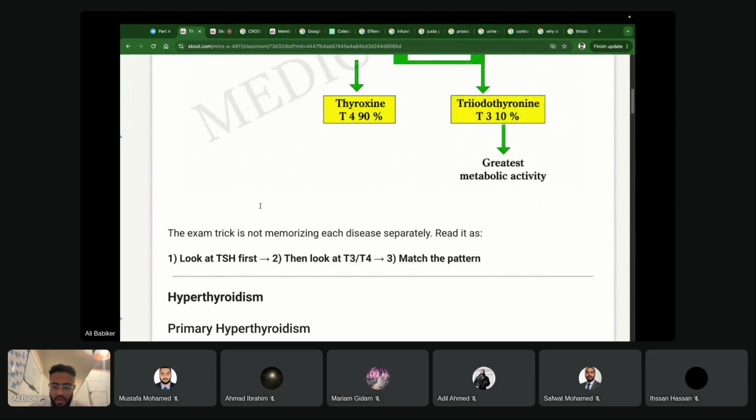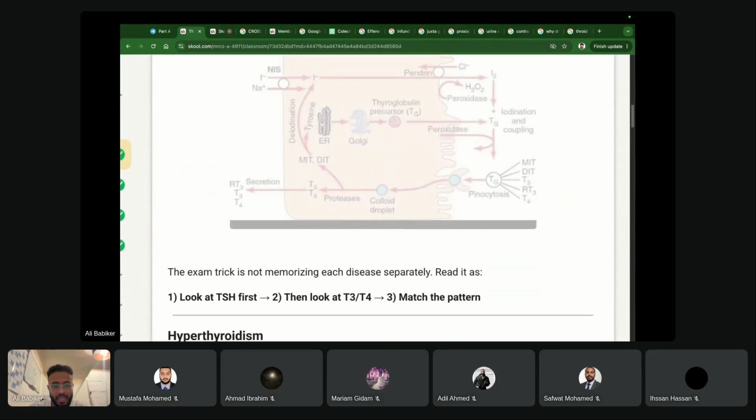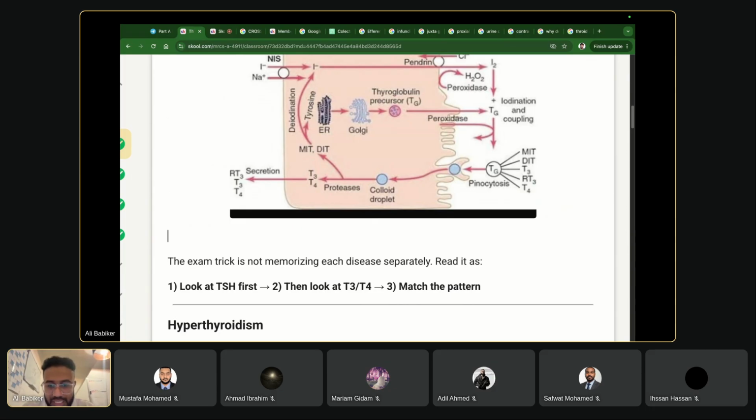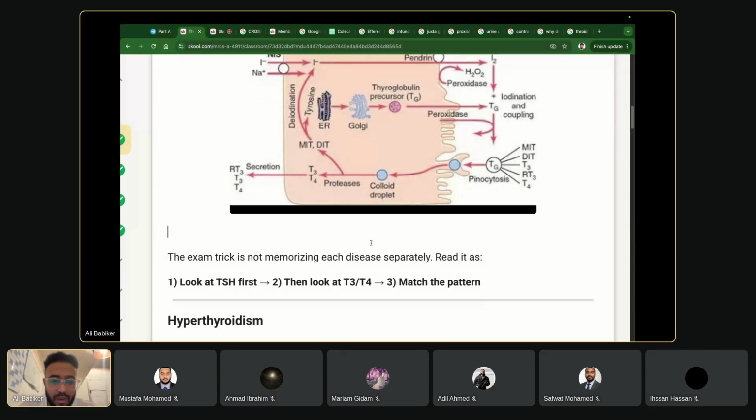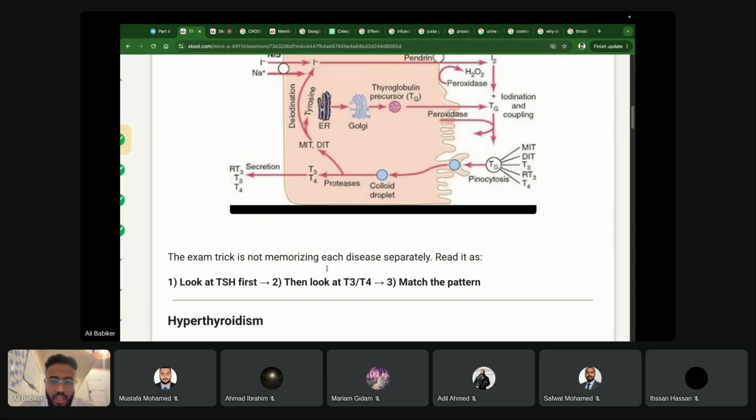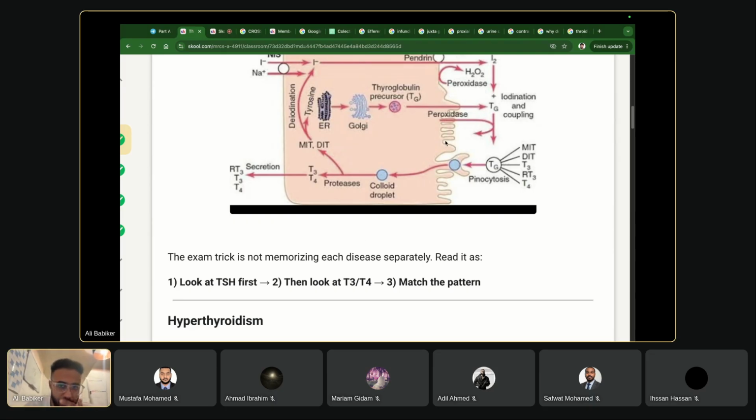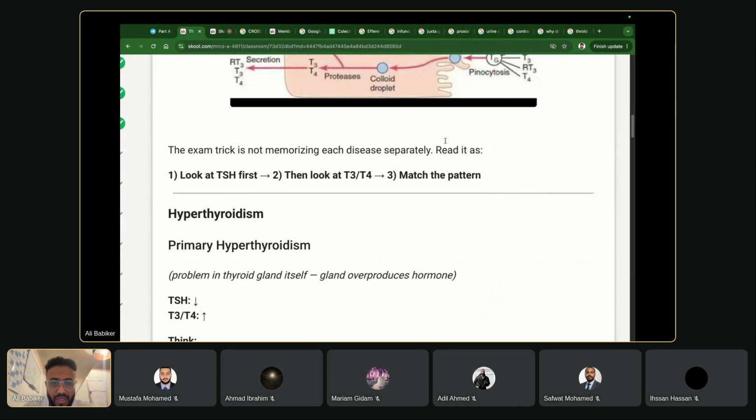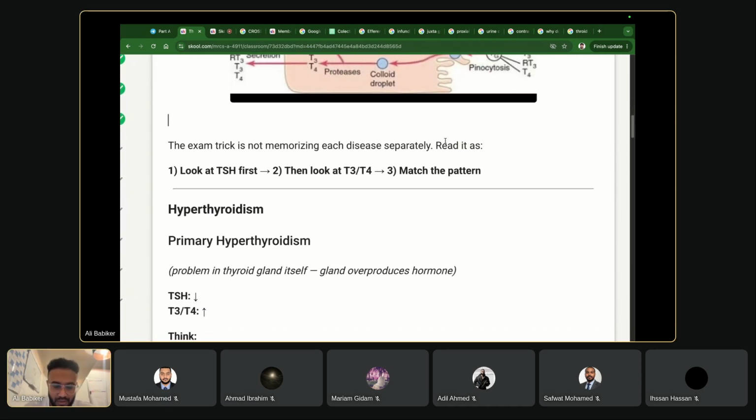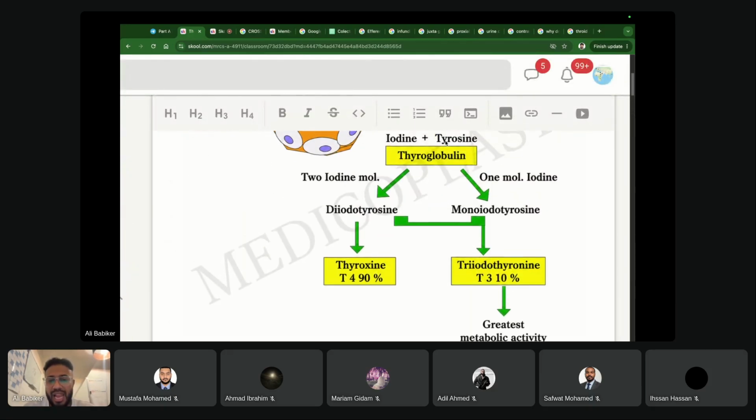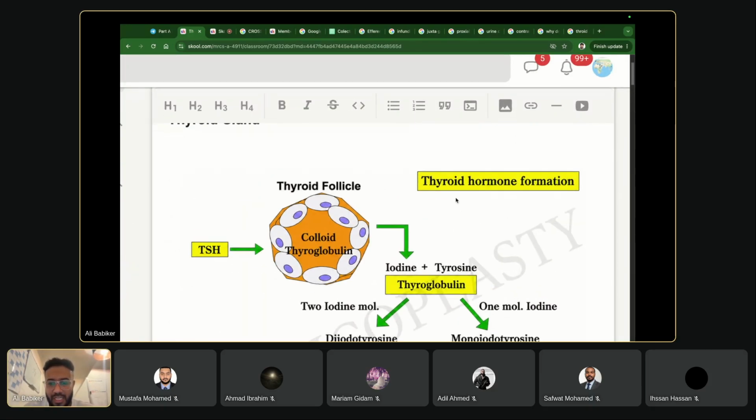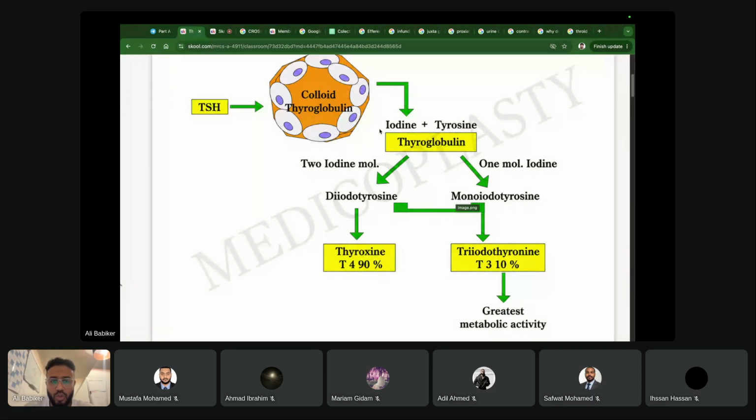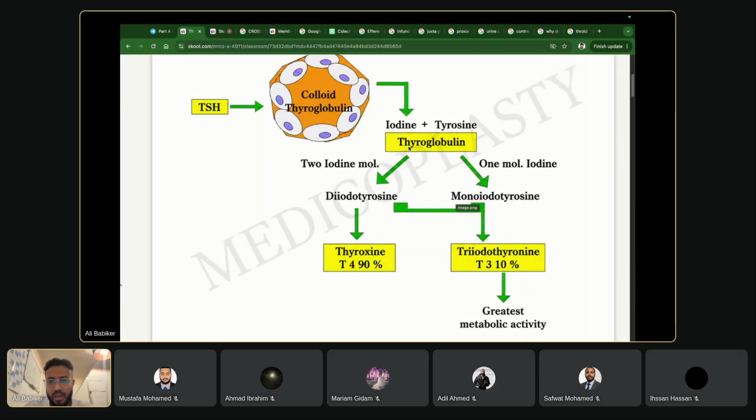Okay. In your exam, the exam trick is not memorizing each disease separately. When we come to the pathophysiology, obviously they will give you lots of hormones and ask you what the disease is. It's unlikely they will ask about the details of the physiology here. I just want you to know that colloid thyroglobulin with the tyrosine, the iodine will come inside the follicles. Thyroid peroxidase will provide diiodotyrosine and monoiodotyrosine.